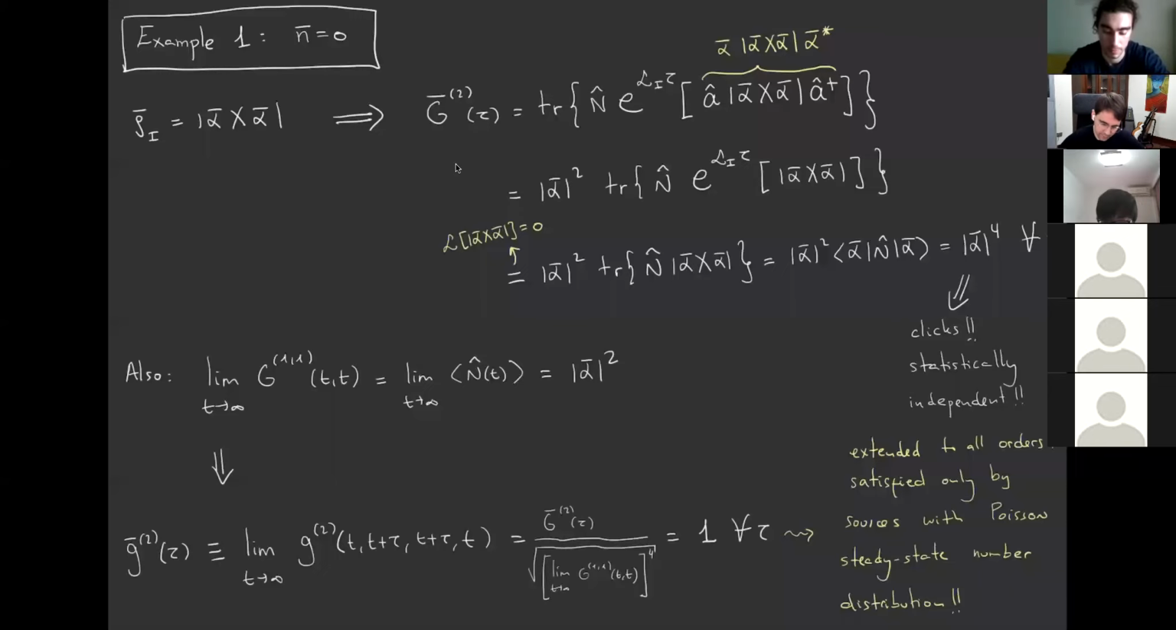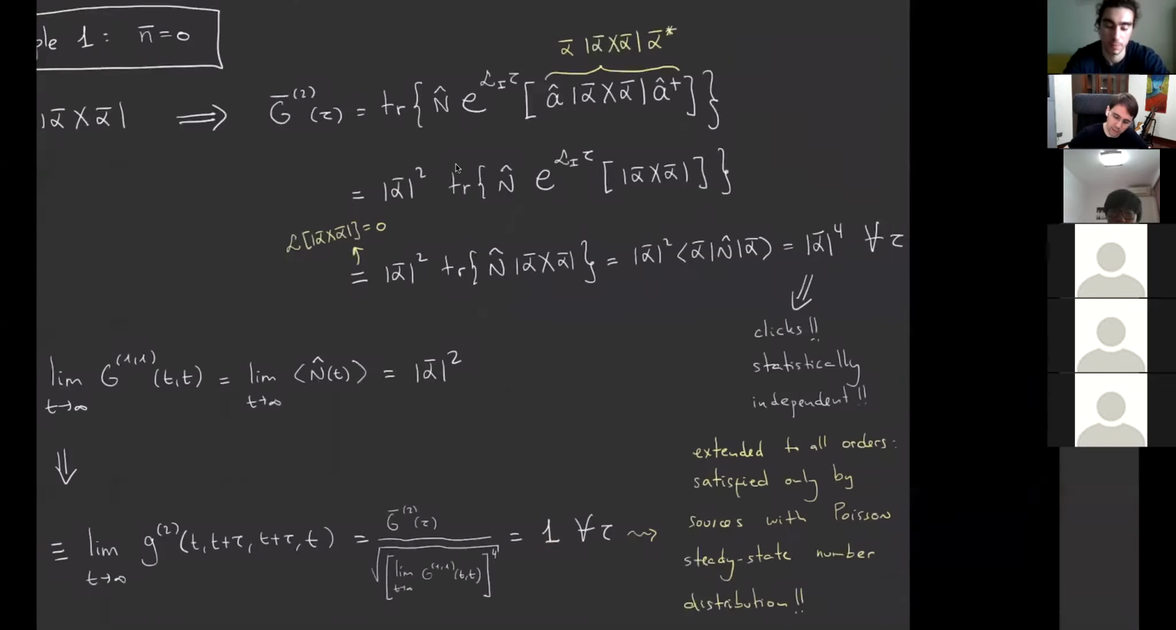And welcome everyone again. So in this first example, what we have seen is that when the steady state of the cavity is a coherent state, then the G2 function is just constant in time, and in particular, it's equal to 1. Now, in the next example, example 2, we are going to see what happens when we don't drive the cavity. So there is no driving.